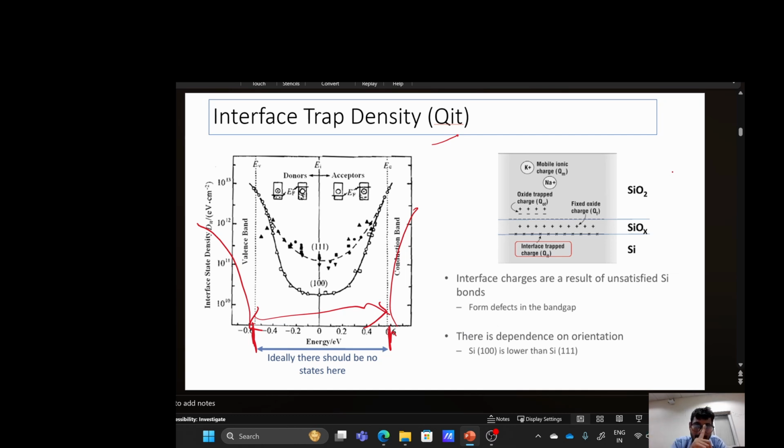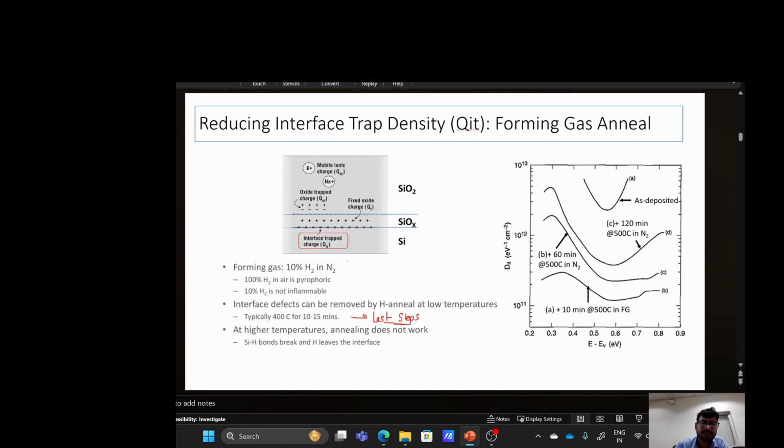Okay, so this is the density of the traps inside the gap. This is the intrinsic Fermi level. In the middle of the gap, these are minimum, but as we go near the interface, or near the conduction band or the valence band, it varies like this. This is experimentally proven, and this is the thing I just wanted to tell.